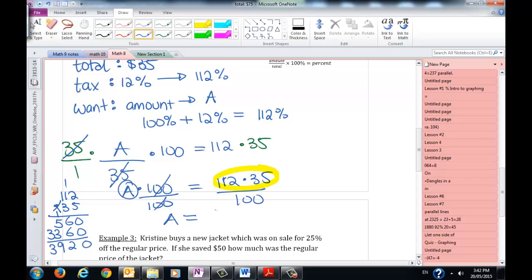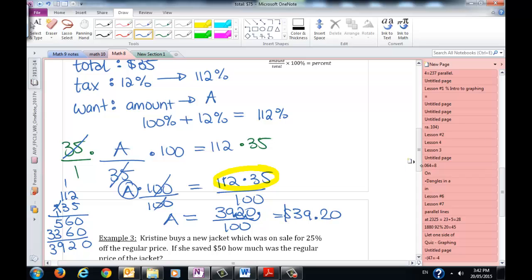So what I have here is A is equal to 3,920 divided by 100. And remember that the 100 is just moving the decimal place over, and in this case, because it's 100, it's going to go over 2 places. So my answer is going to be 39.20.